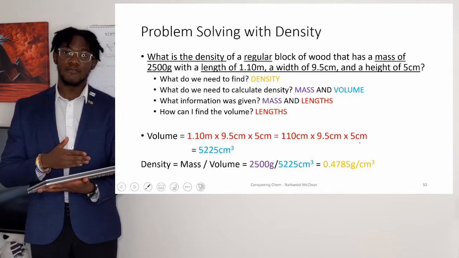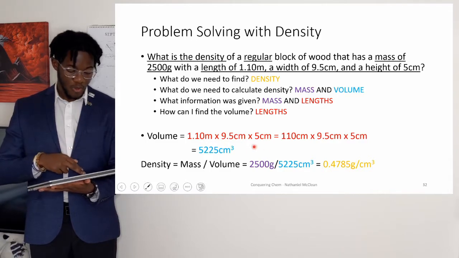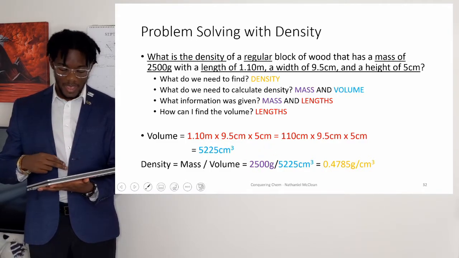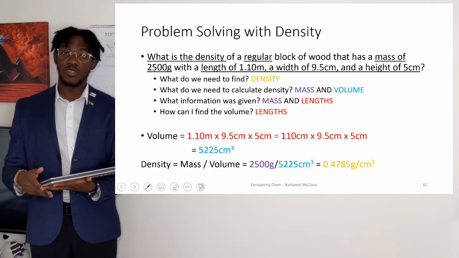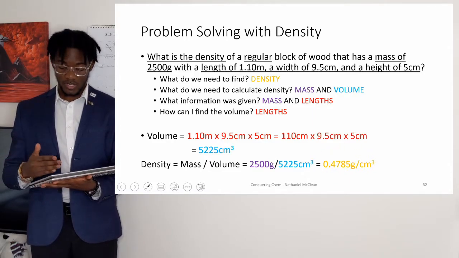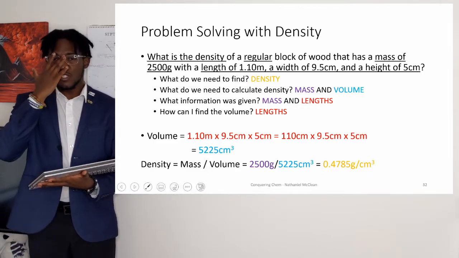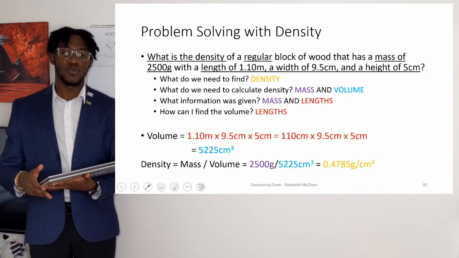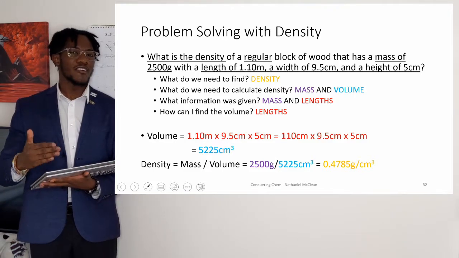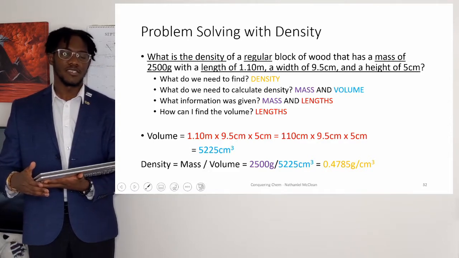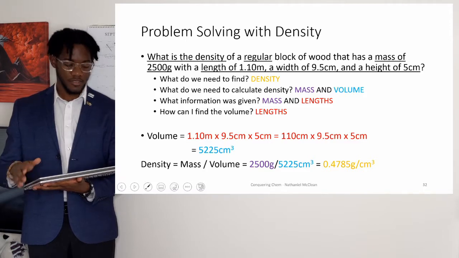And now that we have our volume, we can simply plug that into our equation, given that we already have a mass, giving us an overall density of 0.4785 grams per centimeter cubed. Of course, feel free to rewatch this. I'm also going to be posting some tutorial questions, in addition to these examples that I show in the lecture video. So I encourage you to watch those after this video has ended as well, to get a better understanding of how to do these calculations.